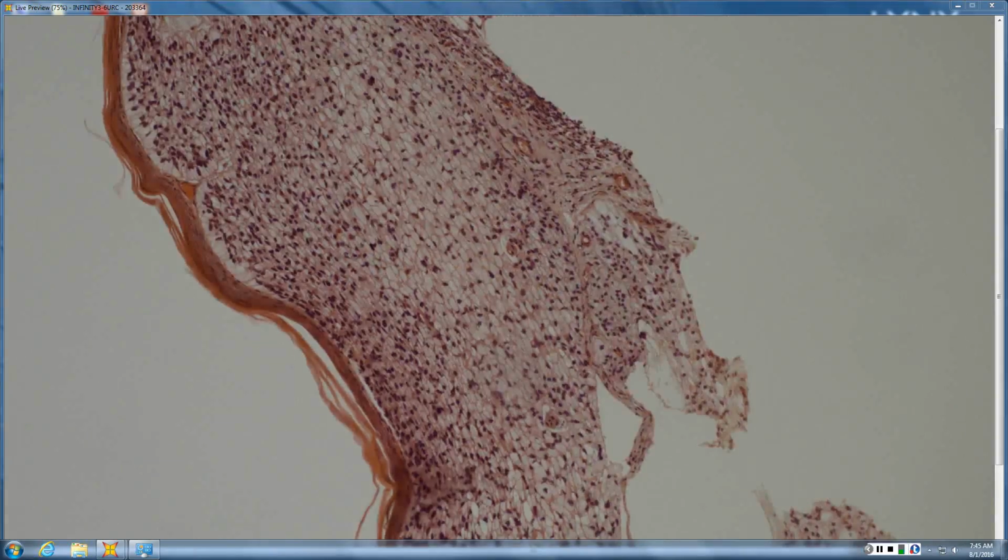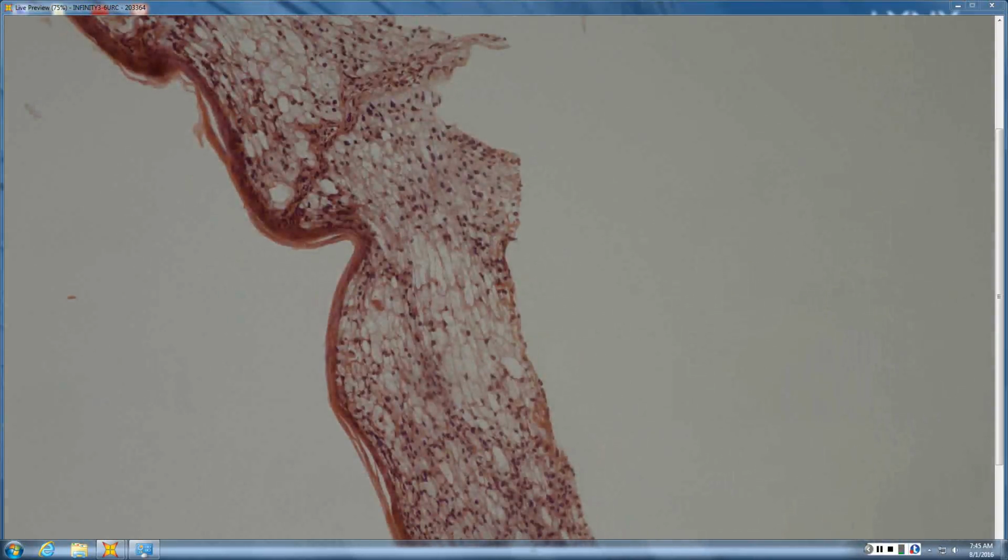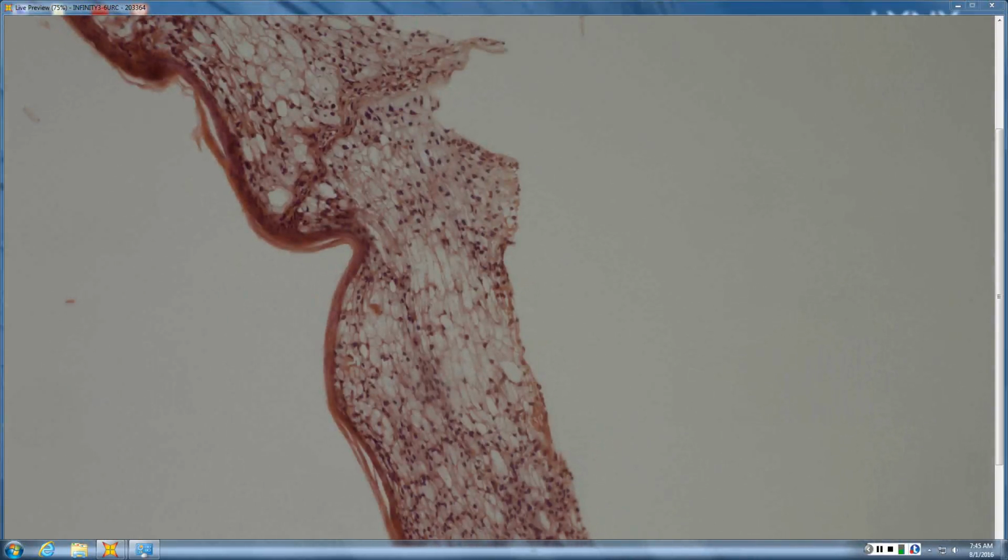You'd search for areas with a more typical growth pattern. This one actually was BerEP4 positive, and other areas looked more like typical basal cells, so it's a clear cell BCC. But clear cell Bowen's would be probably top of your differential.